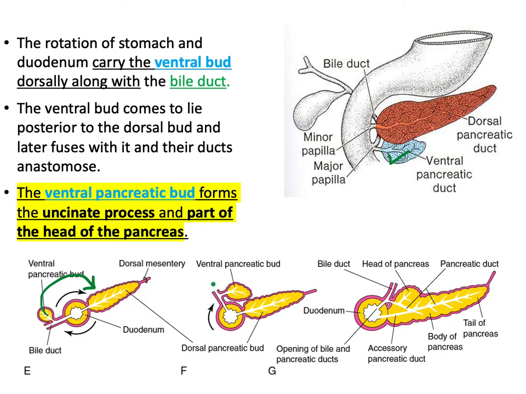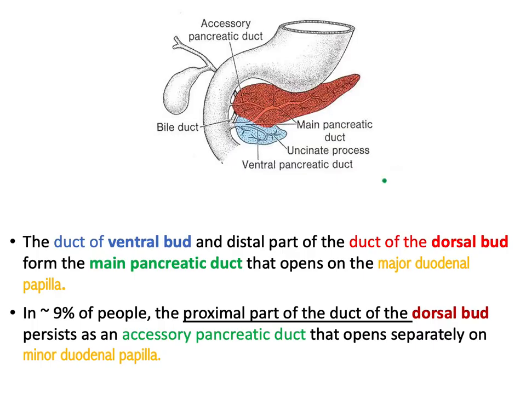Look at it here. Now it becomes posterior to the dorsal bud, and then it fuses with it, and in this way it forms part of the uncinate process and head of the pancreas. So again, the dorsal pancreatic bud forms most of the pancreas. The ventral one moved, because of the rotation of the stomach and duodenum, to the back of the dorsal bud and unites with it, and it participates in the formation of the uncinate process and head of the pancreas.